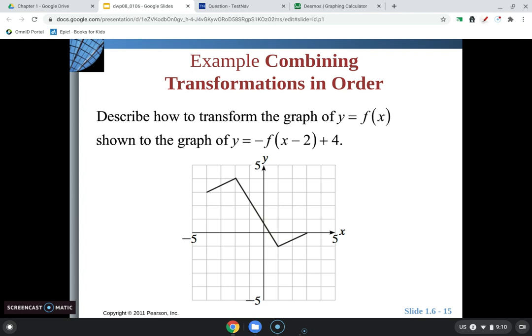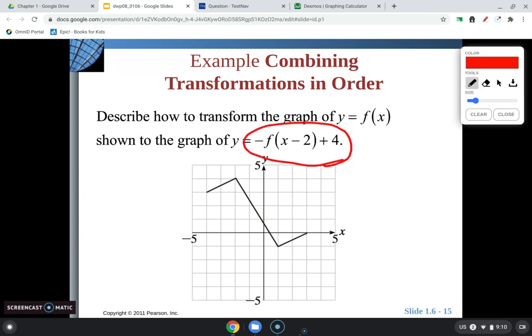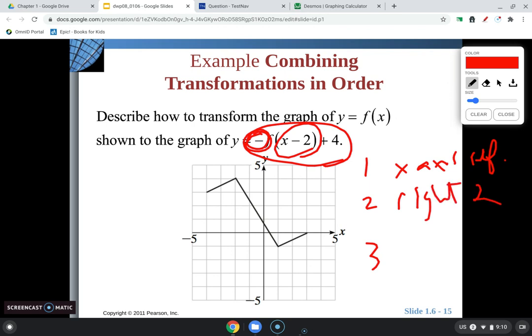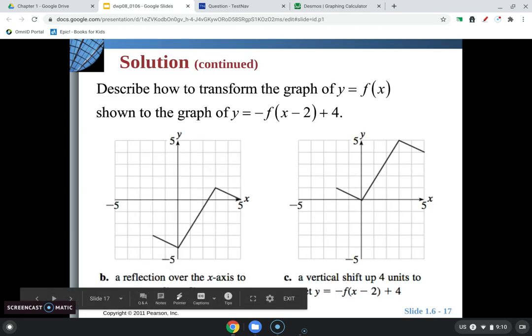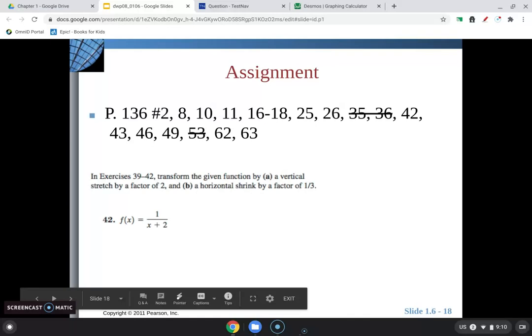Describe how to transform the graph. That's the function. So we've got 3 things going on here. Let's figure them out. Negative out front, what's that? X-axis reflection. Plus or minus 2 in. Right 2. +4 out. Up 4. Okay, so tell me what's going on or write the equation, whatever it's asking for. Then we would take this function, and you could see this is what the final resting spot would look like.